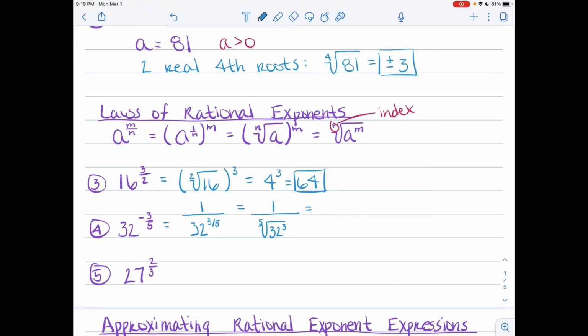We can evaluate this using our mental math and doing this in our head, or we can use Desmos. So I'm going to show you how to do this with just evaluating in your head, and then we will move to Desmos. So we want to think of something that multiplied by itself 5 times will give me 32. And that's going to be a 2, because 2 multiplied by itself 5 times is 32. So the 5th root of 32 is 2, and we're going to raise that to the 3rd power. Well, 2 times 2 times 2 is 8, so this ends up being 1 over 8. Let's check our math in Desmos.